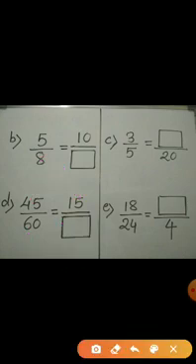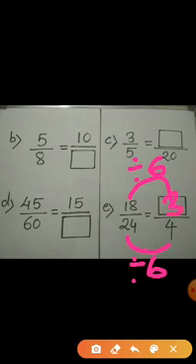And now the last one. The fraction is 18 upon 24 equal to, in the second fraction, denominator is given and numerator is missing. Now what is the relation between denominators? What is the relation between 24 and 4? When you divide 24 by 6, you will get 4. So numerator should also be getting divided by 6. So when you divide 18 by 6, you will get numerator 3. So here the missing number is 3.